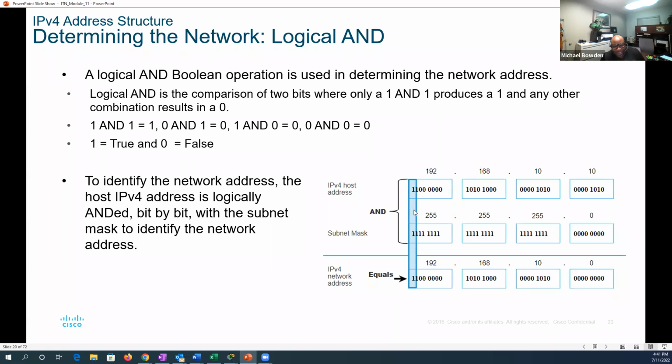So in the process of ANDing, you go through in binary with your IP address and your subnet mask. And when you AND them together, like I said, a right thing and a right thing equals a right thing. Once you go through the process, you come out with your network. Here we had a host address of 192.168.10.10 with the subnet mask 255.255.255.0, which is also a /24. Once we ANDed it together, we got the network 192.168.10.0.